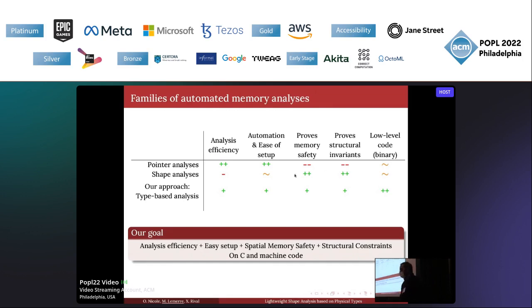And what we would like to achieve is a kind of middle ground between both of these approaches. An analysis which will be efficient, maybe not as efficient as the pointer analysis, but still quite efficient, and quite automated. We can have some low amount of parameterization, but it should be light. But on the other hand, we will be able to prove memory safety and to prove structural invariants, even if these will not be as strong as the structural invariants that we can prove using a shape analysis. And moreover, we would like to be able to do that on both low-level C code and also on machine code, on executable code.